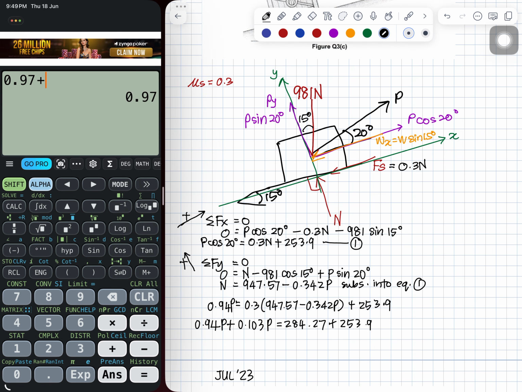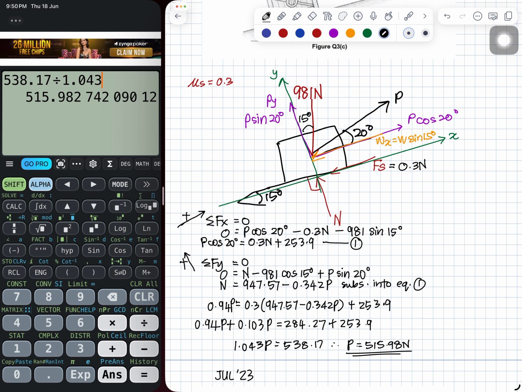0.94 plus 0.103 gives 1.043 P, equals 284.27 plus 253.9, which is 538.17. Therefore P equals 538.17 divided by 1.043, which is 515.98 Newton. That's it.